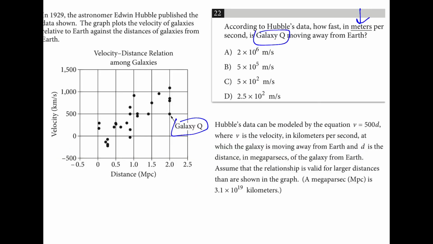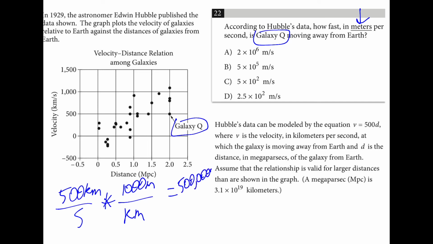So if we look at Galaxy Q on the graph, the velocity is 500 kilometers per second, and we can multiply that by 1,000 meters per kilometer, and we're left with 500,000 meters per second. That's 5 zeros, so 5 times 10 to the 5th is another way of writing that.